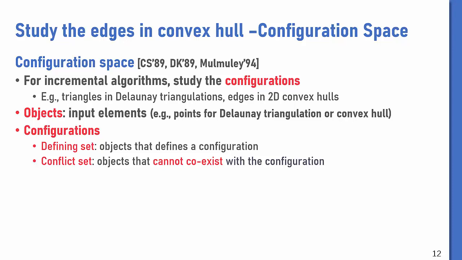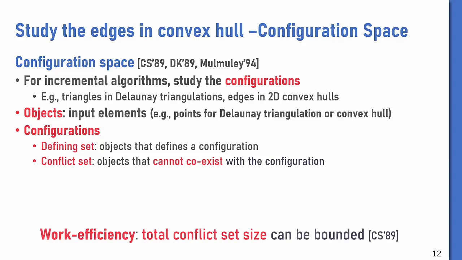So configuration space is mostly used in previous work to show work efficiency, and this is done by bounding the total conflict set size. And this is a general idea of configuration space. It may look a bit abstract for now, so let's see how convex hull fits in this story.